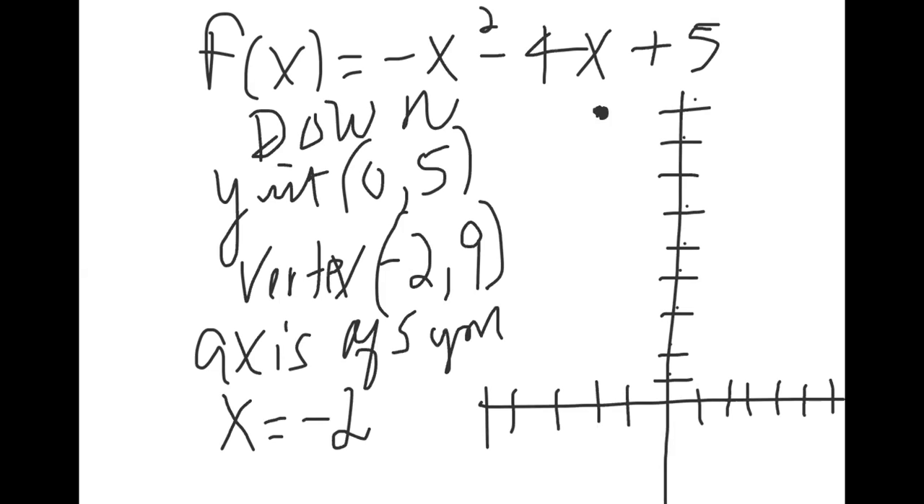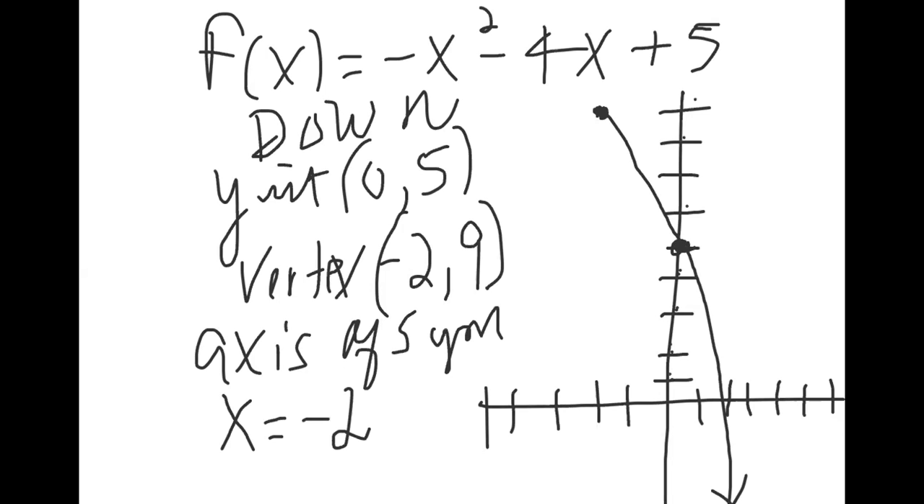Then I'm gonna plot my y-intercept at (0, 5). 1, 2, 3, 4, 5, bam. So guys, the graph is looking something like this, okay, on the right side. So how do we determine which way the graph is heading on the left side?